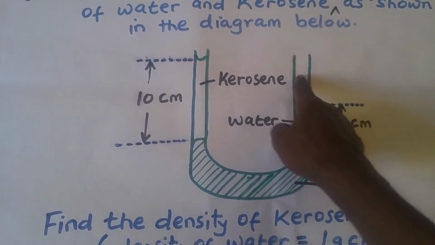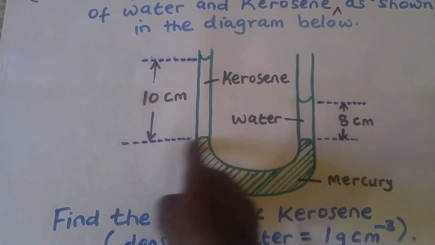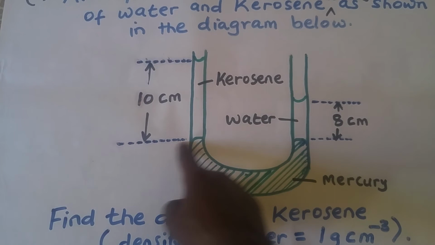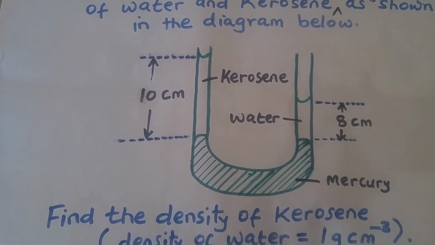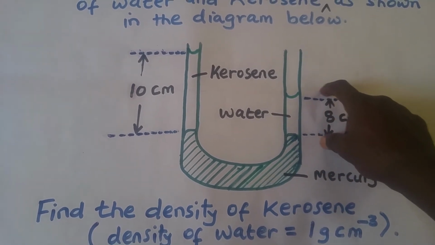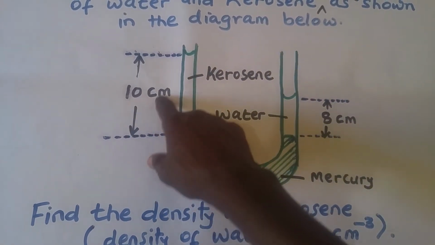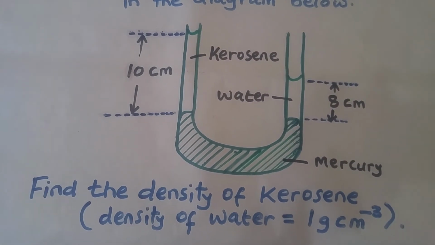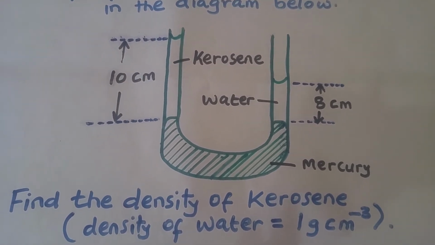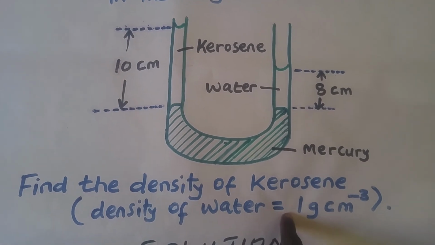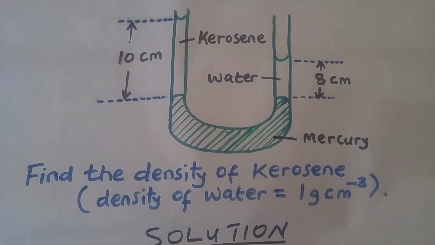Because the two sides of the tubes are open, the mercury will balance. You see, atmospheric pressure will make this mercury balance. Then you pour water, then you pour kerosene. Now you can see the height of water is smaller, 8 centimeters. Then the height of kerosene is 10 centimeters. Now using that information, they want us to find the density of kerosene. And in brackets, they have given us the density of water as 1 gram per centimeters cubed. So what do we do in this case?